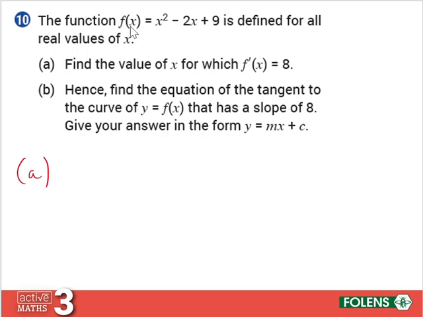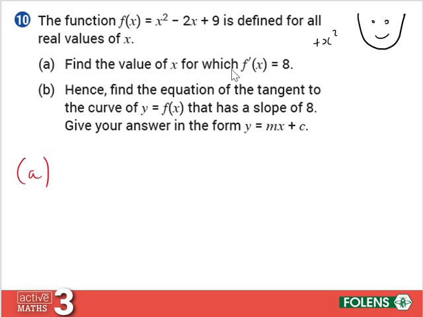So, question 10, the function f of x is equal to x squared minus 2x plus 9. So this looks like a graph like this. A U shape, because that's a plus x squared. Remember, plus x squared, positive, up, happy. So it's going to look like that. As defined for all real values of x.